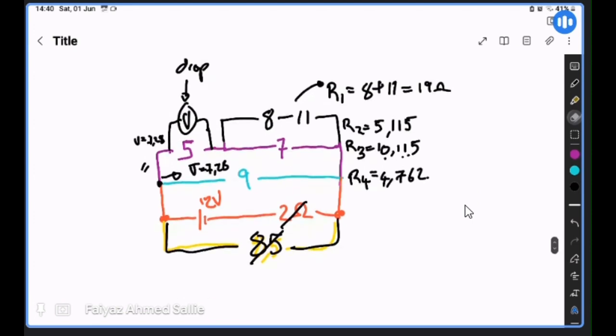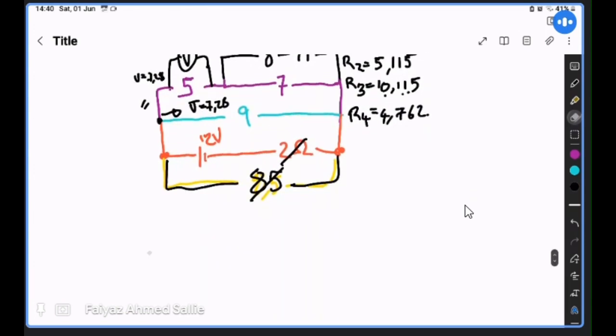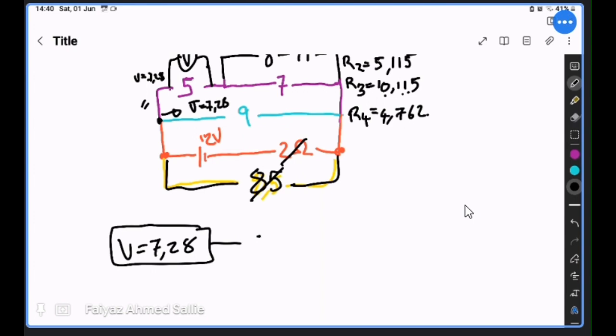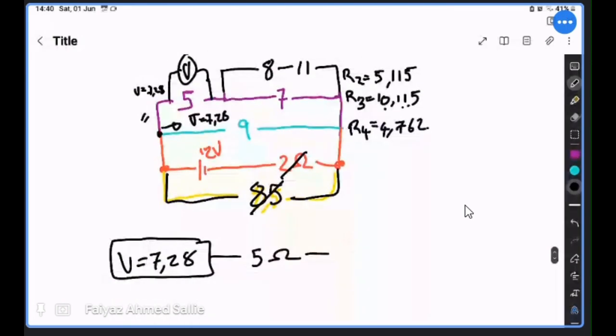So we're going to find the voltage. We're going to find the current. So we know the voltage is equal to 7,28. That's the voltage, right? Then we have 5 ohms, and we have R2, which is 5,115.